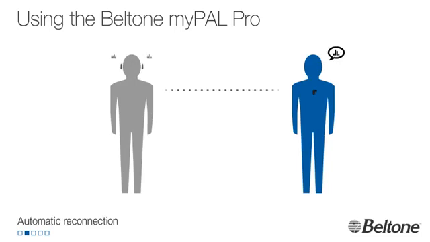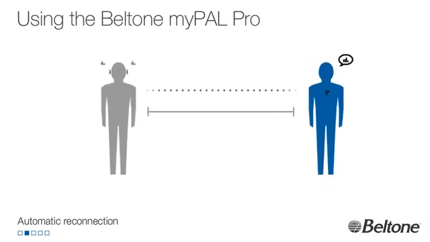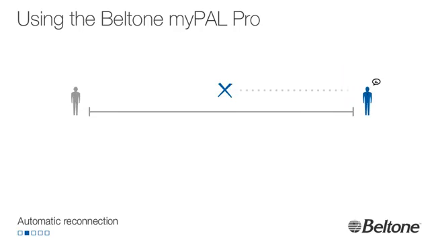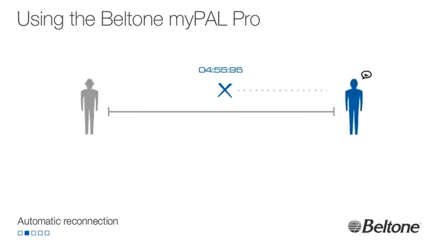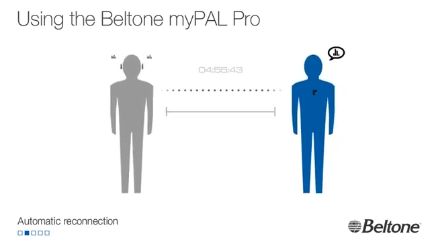A moving dotted line appears between an image of a person wearing hearing aids and another person with the Beltone myPAL Pro. Time passes on a timer between them. Then they move closer.